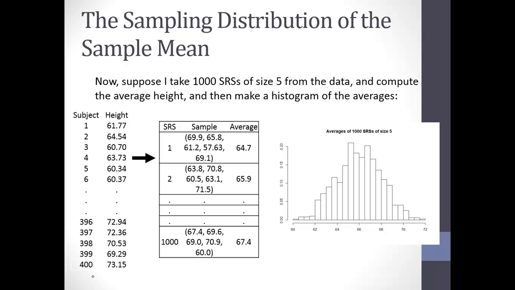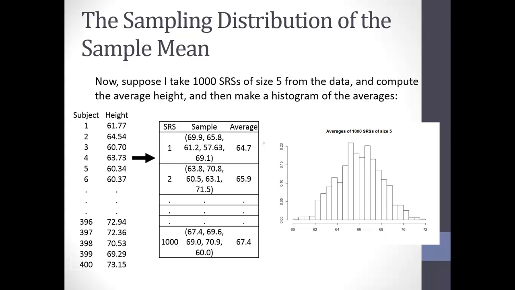But suppose now that I take 1,000 simple random samples of size 5. So I take one simple random sample of size 5. That's my first one, and I have 5 people in that sample, and I compute the average height. I can do that a second time. I can take another simple random sample of size 5, have those 5 numbers in the second sample, and calculate their average. I can do that a whole bunch of times.